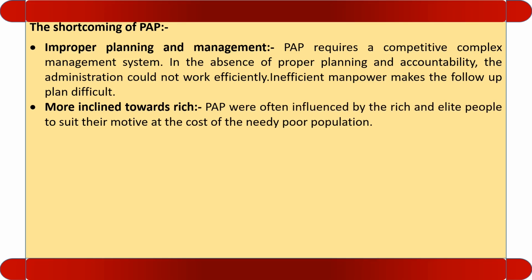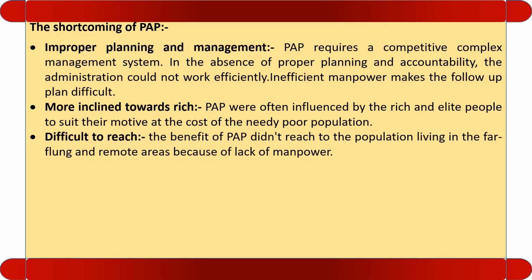Next is more inclined toward the rich. Poverty alleviation programs were often influenced by the rich and the elite people to suit their motive at the cost of the need of the poor population. This program has benefited the rich people instead of the poor people.